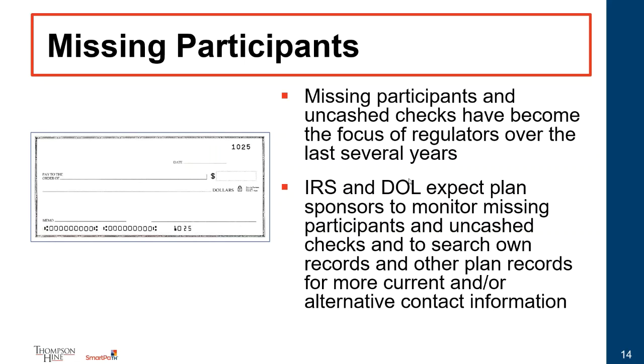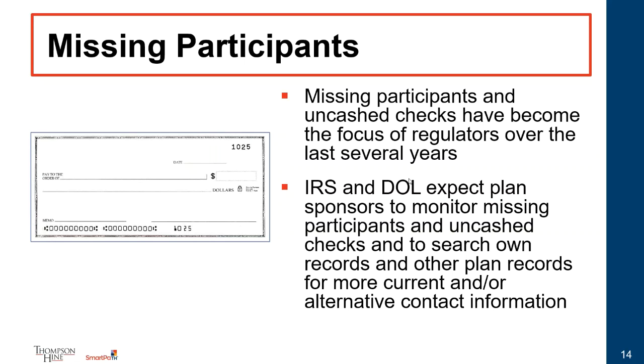It's an issue to be concerned about for other reasons as well. Those reasons include the fact that if you don't have good contact information for participants in your plan, whether that's a mailing address or an email address, certain required notices are not getting to those individuals. And many of those required notices are designed to provide the plan sponsors and plan fiduciaries with protections, right?